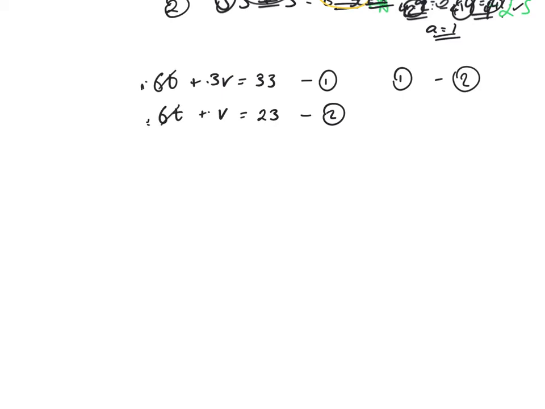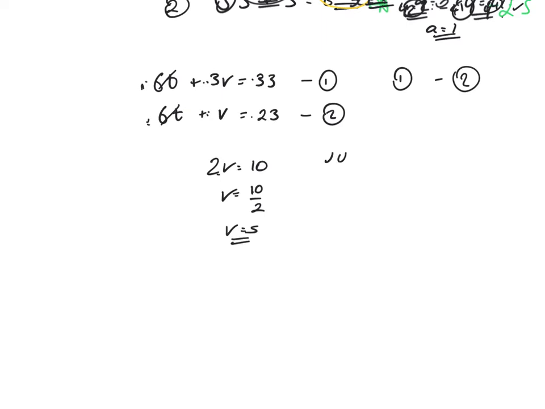6t take away 6t cancels out. 3v take away v is 2v. 33 take away 23 is 10. Bring the 2 down, divide. v equals 10 divided by 2, and v equals 5.